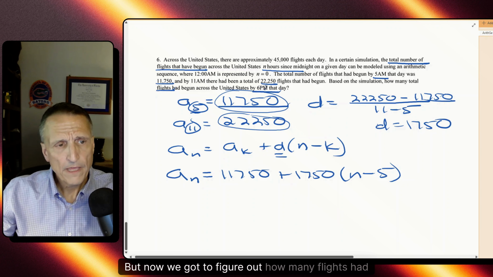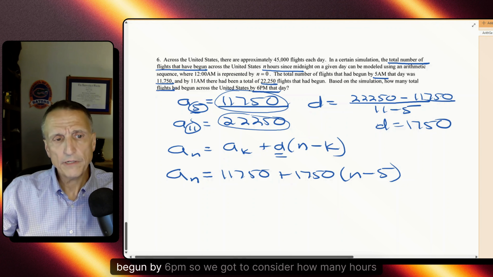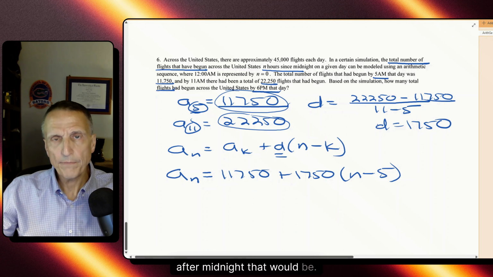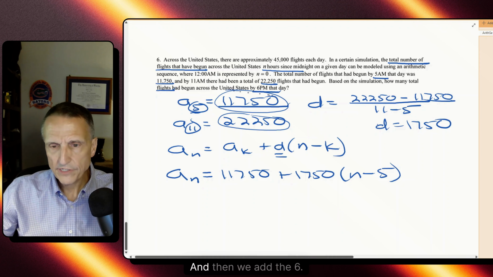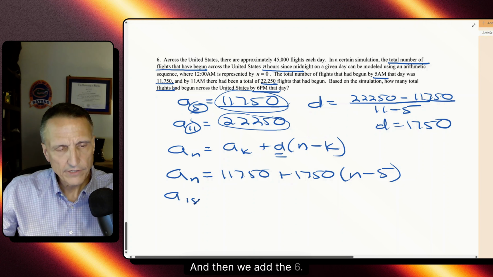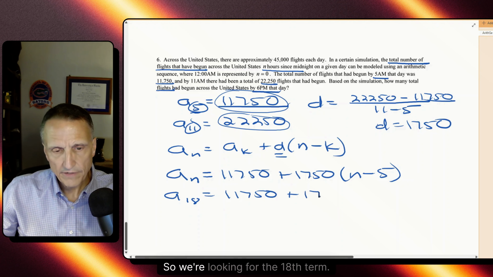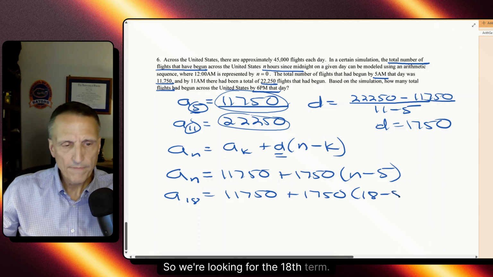But now we've got to figure out how many flights had begun by 6 p.m. So we've got to consider how many hours after midnight that would be. Well, midnight to noon would be 12, and then we add the 6, that gives us 18. So we're looking for the 18th term. So we do 11,750 plus 1,750 times 18 minus 5.